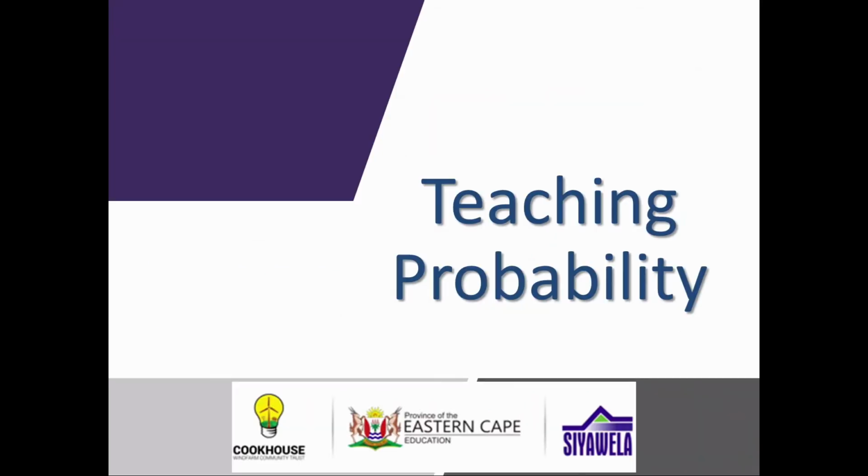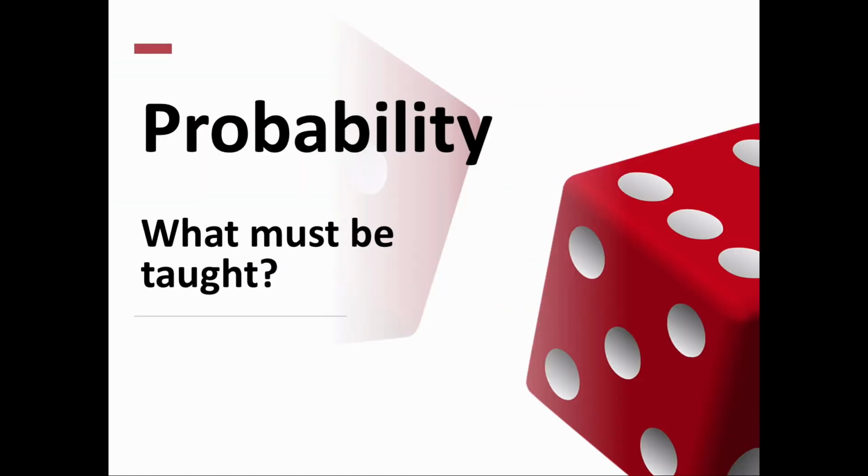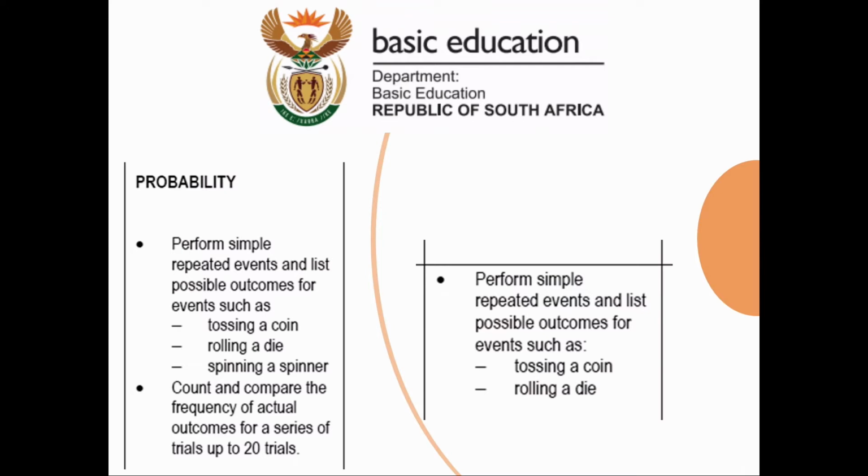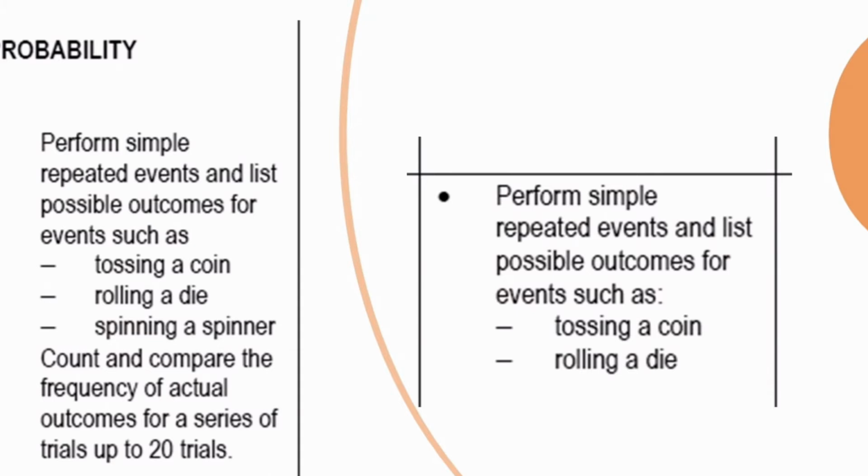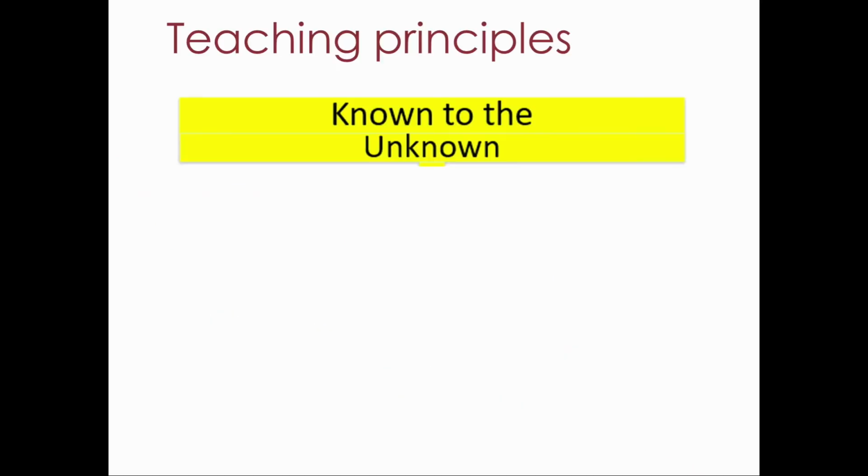In the video on the DBE's revised teaching plan, we reminded you that the theme of probability should be taught to grade 5 learners this year. The learners should be able to perform simple repeated events and list possible outcomes for events, for example, tossing a coin, rolling a die, or spinning a spinner. They must also count and compare the frequency of actual outcomes for a series of trials for up to 20 trials. When teaching probability, remember to apply the following principles of teaching.